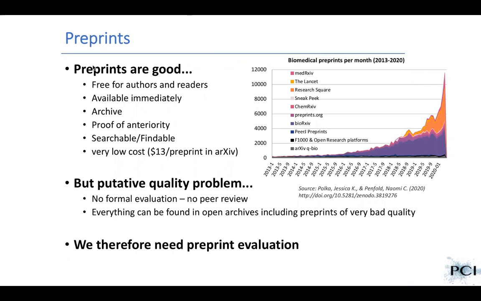Preprints can resolve some of these issues because they share many of the qualities of published articles and correct for many of the faults. For example, they're free for authors and readers. Readers can access them immediately, and so on. However, the problem with preprints is they're not evaluated by peer review, so we can find preprints of very bad quality on preprint servers. We therefore need a system to evaluate preprints.